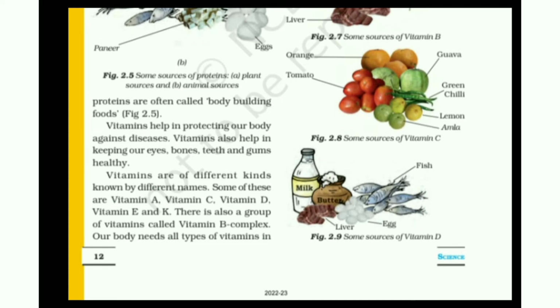After it, vitamins help in protecting our body against disease. Vitamins also help in keeping our eyes, bones, teeth, and gums healthy, right? So they are protecting against disease, right? They are of different types, and those are vitamin A, vitamin C, vitamin D, vitamin E, and K. There is also a group of vitamins called vitamin B complex. Our body needs all types of vitamins in small quantities, right?